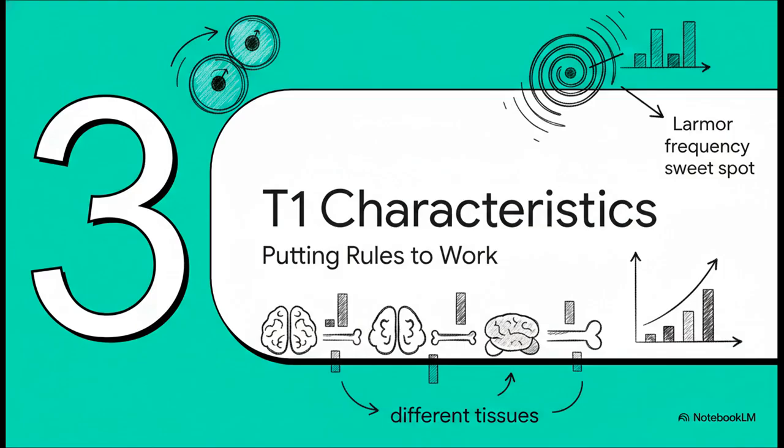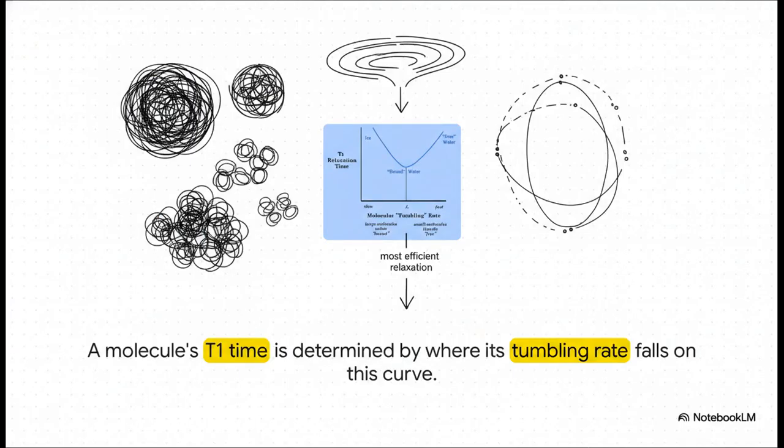Now, let's put them to work and explain why different tissues have the T1 values they do. This graph right here is going to be our best friend for the next few minutes. On the vertical axis, you've got the T1 relaxation time. And on the horizontal axis, you've got how fast the molecules are tumbling, from slow on the left to super fast on the right. That lowest point on the curve, that's our sweet spot. It's the most efficient relaxation, which means it's the shortest T1 time.